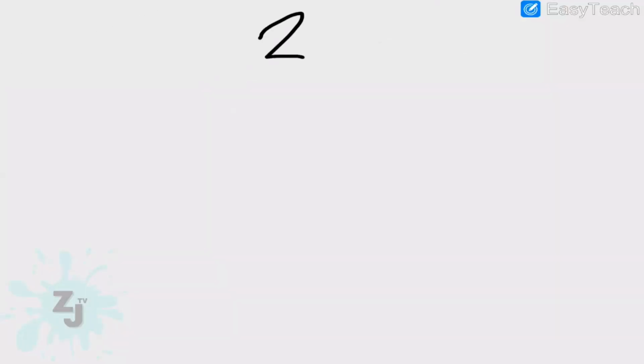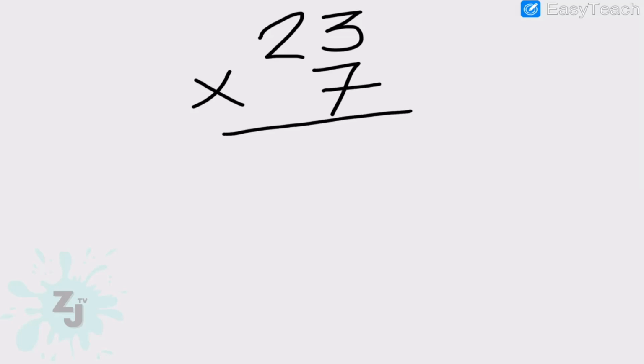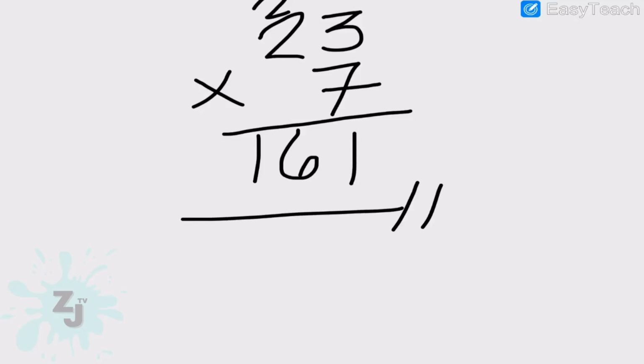Next, let's try 23 multiplied by 7. To solve that, we must multiply 3 times 7. 3 times 7 is 21. So we carry 2 above 2. And for our next step, we multiply 2 times 7, that is 14. Plus 2, that would be 16. Therefore, the answer is 161.